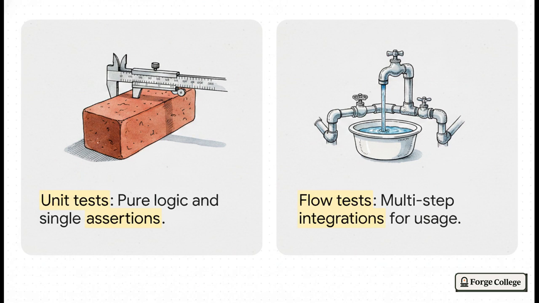On the right side, we have flow tests, or integration tests. This is your plumbing. Flow tests involve multi-step integrations that mirror realistic real-world usage. You're turning on the faucet in the bathroom just to make absolutely sure the water flows all the way from the main line without leaking into the living room. Both are absolutely vital to your build.